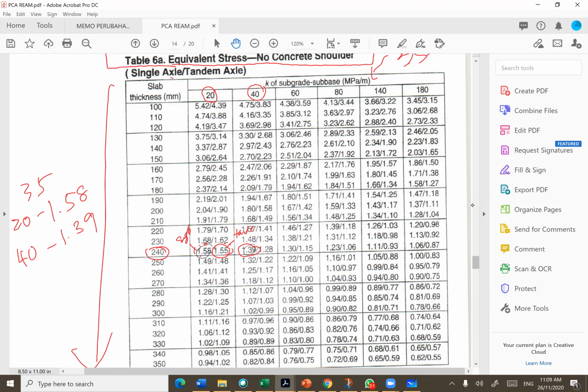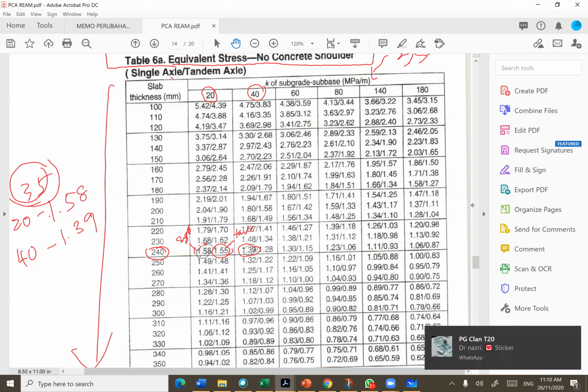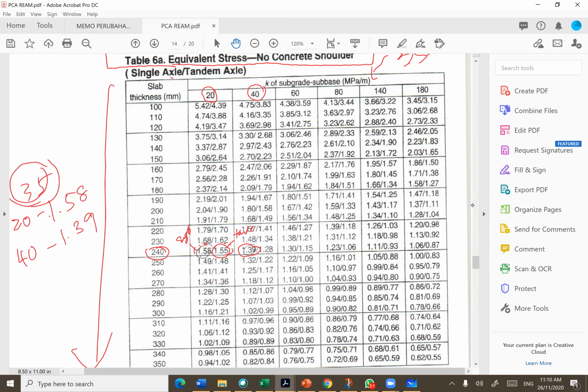Okay. Stable. So now, what will be the value for 35? For 20, it is 1.58. For 40, it is 1.39. How about 35? Okay, so you need to do interpolation. Please do interpolation. Can you do interpolation? Because we know the value for 20 is 1.58, and for 40 is 1.39. So what if the value is 35?